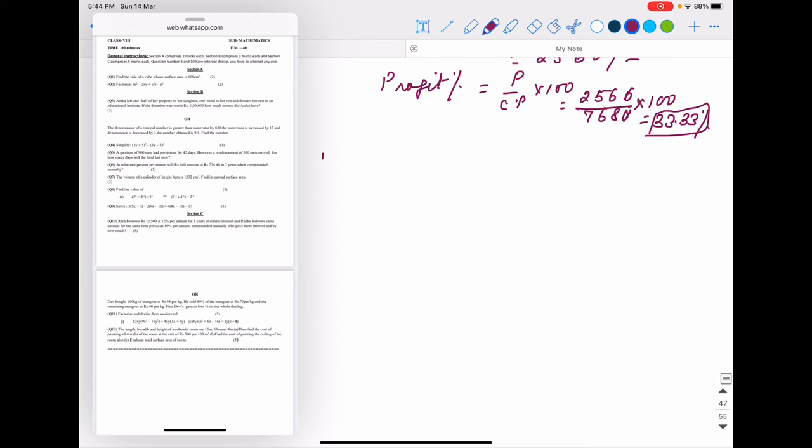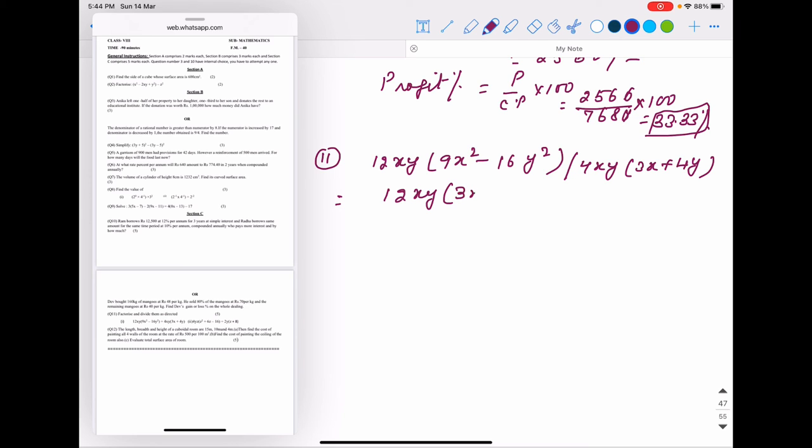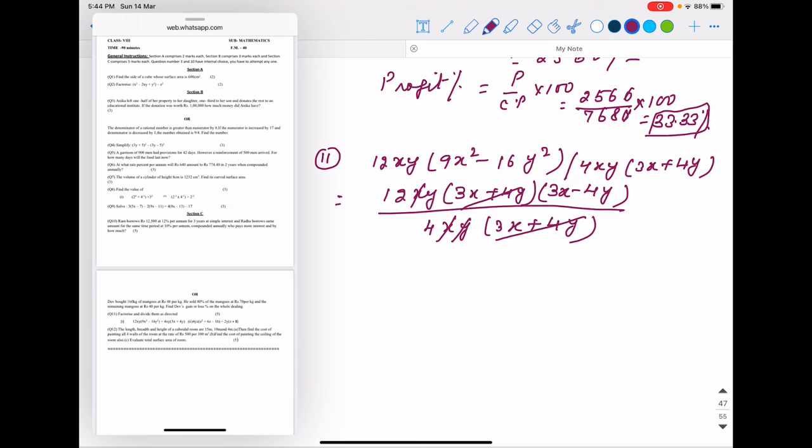Next is question number 11. We have to factorize and then divide. First, 12xy into (9x square minus 16y square) divided by 4xy into (3x plus 4y). If you factorize, 9x square minus 16y square is (3x minus 4y)(3x plus 4y). Cancel x here, y also, 4 threes are 12, so we are left with 3x minus 4y, that will be the answer.